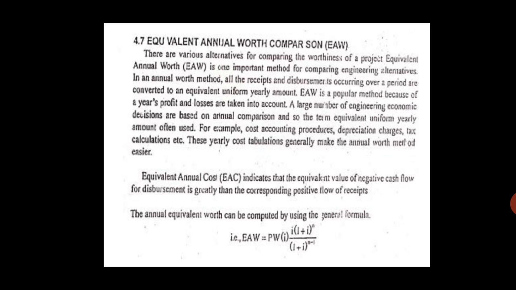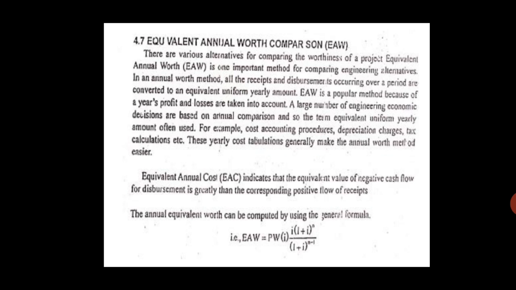Equivalent annual cost indicates that the equivalent value of negative cash flow for disbursement is greater than the corresponding positive flow of receipts. One is you get receipts, which are the inflows. Outflows are called expenditures or disbursements. So when the expenditure is more and the income is less, then it becomes more of a cost.